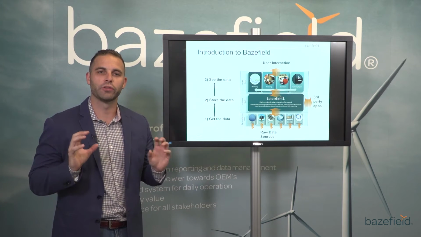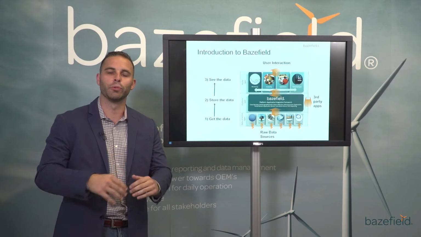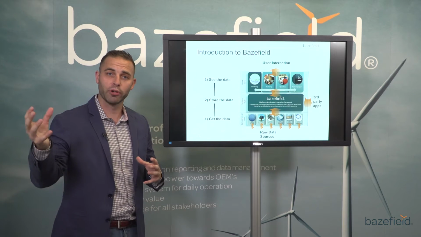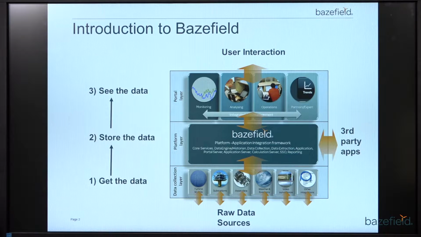From there, we then store and forward the data from the sites to a central installation and a central server of Bazefield. This could be in your corporate network or in the cloud. That brings us to the second layer of the cake, which is the platform layer. That's essentially where your centralized installation of Bazefield lives and where the historian of all your historical values of all your tags lives. From there, we're finally at the third layer, which is the portal application layer.